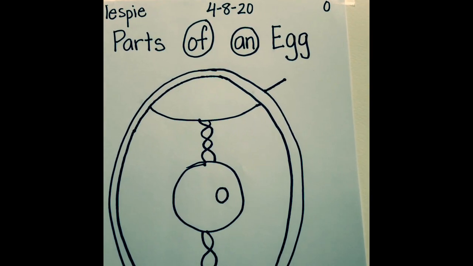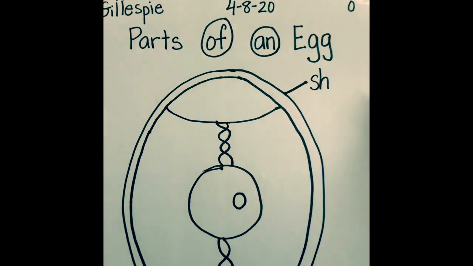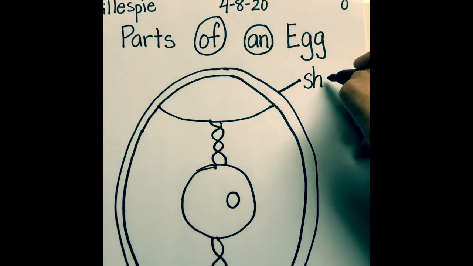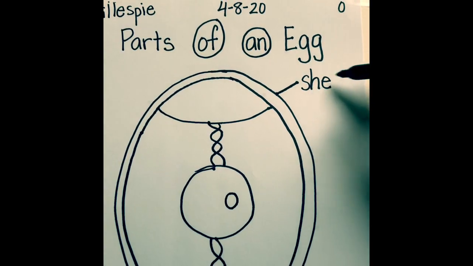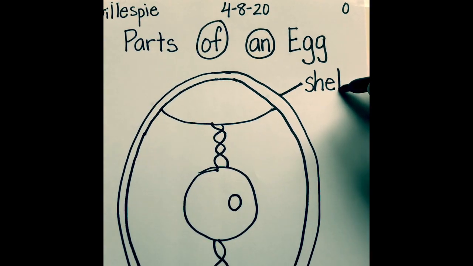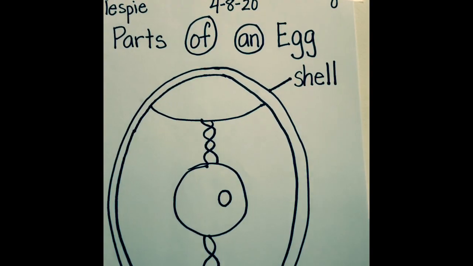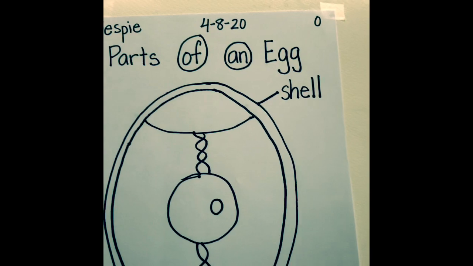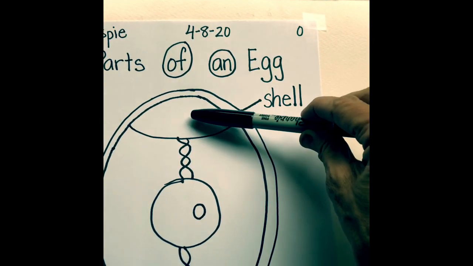Sh-e-l, shell. So I hear an SH, sh-e, E sound, l, shell. I hear an L at the end. And shell has two L's. There you go.